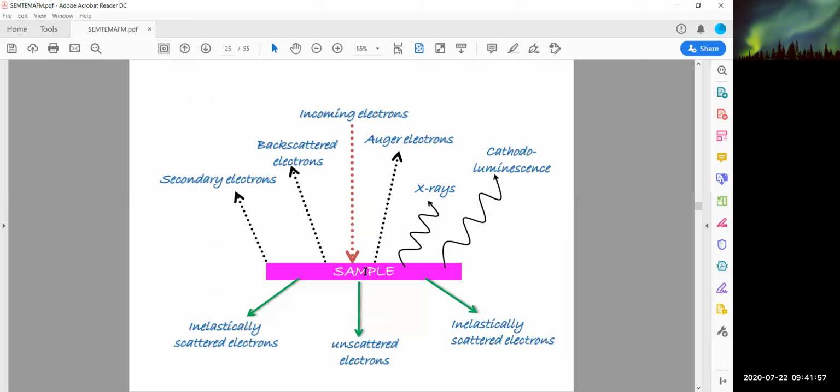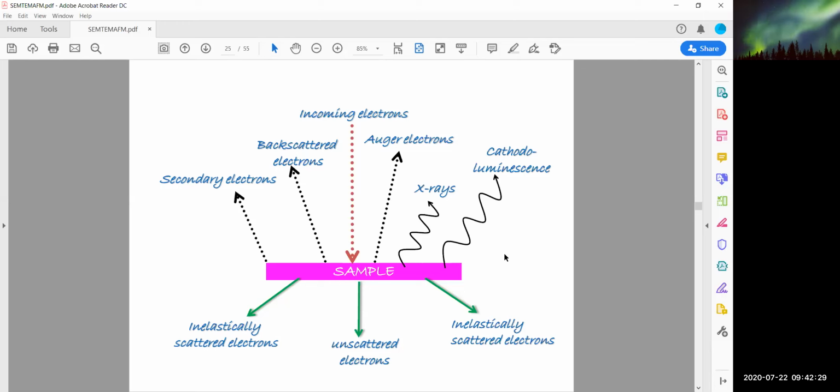What actually is happening on the surface? This is, for example, your sample or the specimen. The incoming electrons fall on the specimen, and then there is secondary electron scattering. There is cathodoluminescence and X-rays happening at the same time. Auger electrons are emitted from the surface. Backscattered electrons are also emitted from the specimen. And then there are unscattered electrons that pass straight through the specimen, and inelastically scattered electrons.